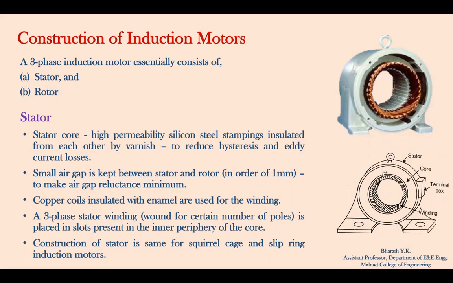For the stator winding, copper coils insulated with enamel are used. A three-phase stator winding, which is wound for a certain number of poles, is placed in the slots present in the inner periphery of the core. The construction of stator is common for both squirrel cage and slip ring induction motors. Only the construction of rotor will be different.